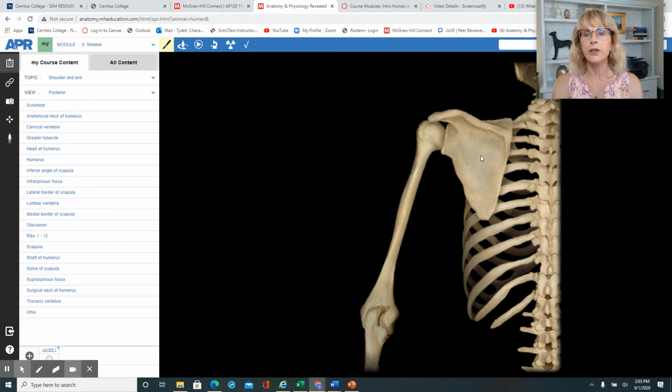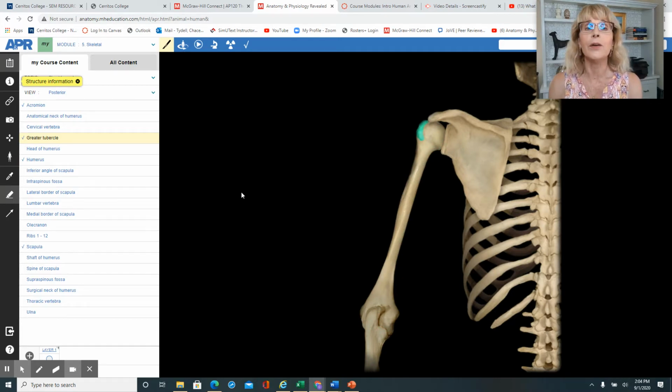Now, if you want to know what the acromion process is, you tap acromion on the left-hand side, and you can see the acromion turned green. You want to know what the scapula is? That's the scapula. Would you like to know where the humerus is? That whole thing is the humerus. Where is the greater tubercle? Why, there's the greater tubercle, right?